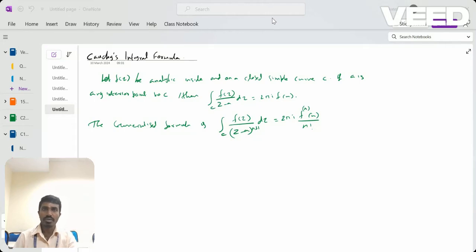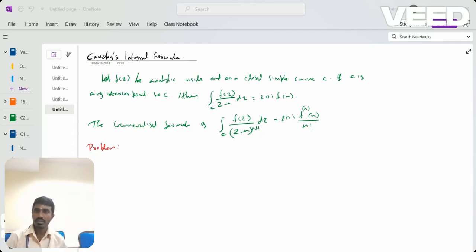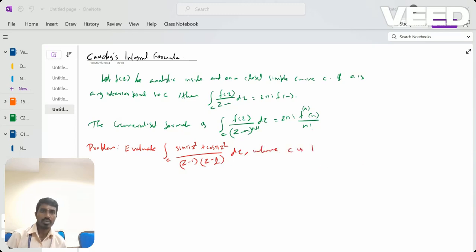Now we will solve the problems. Evaluate the integral over C of (sin pi z square plus cos pi z square) by (z minus 1) into (z minus 2) dz, where C is mod z equal to 3. It's a circle of radius 3.